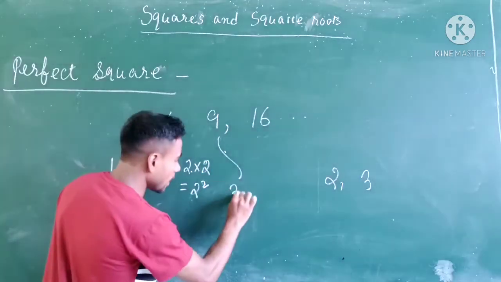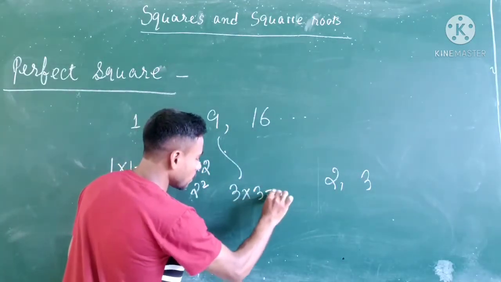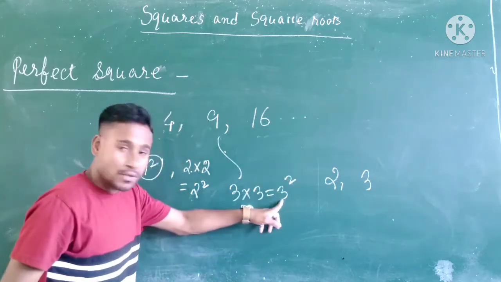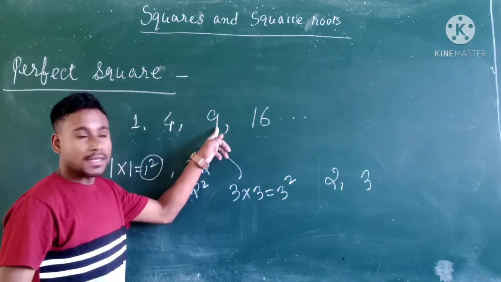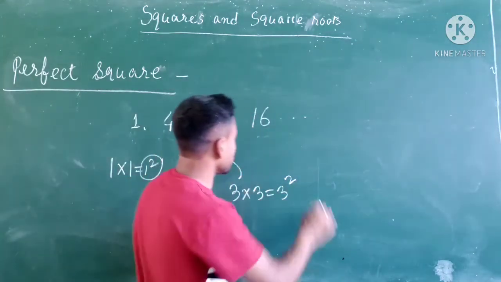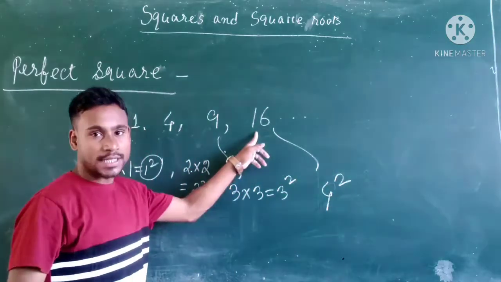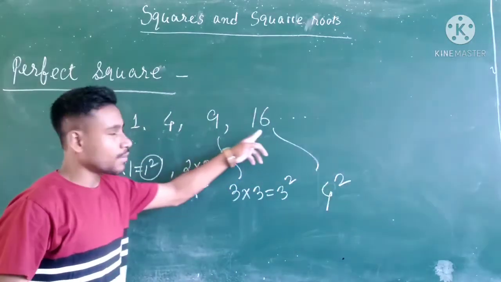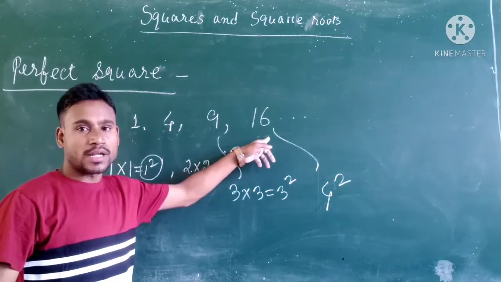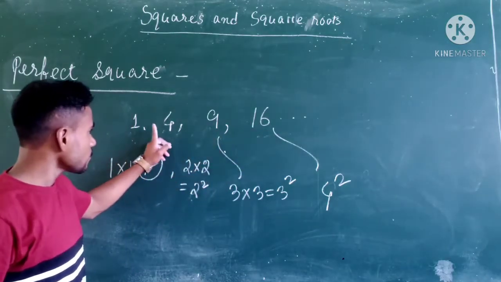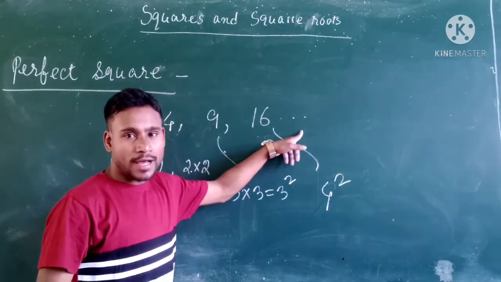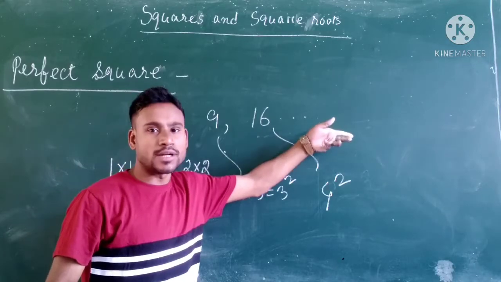In the same way you check for 9. 3 into 3 is 3 square. Now see, 3 raised to power 2 gives us 9. Now for 16, 4 raised to power 2 gives us what? 16. So that's why all these numbers are called perfect square numbers. In the same way, next will be 25, then 36, then 49 and so on.